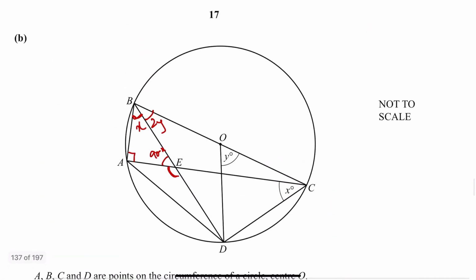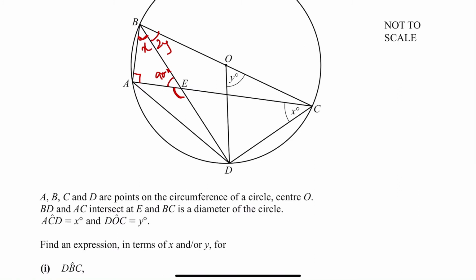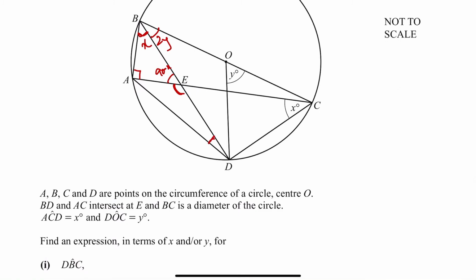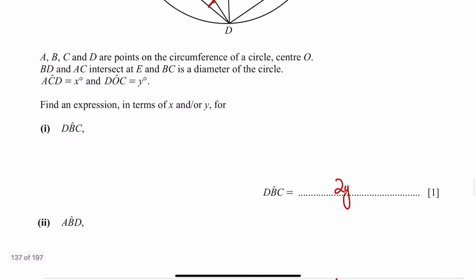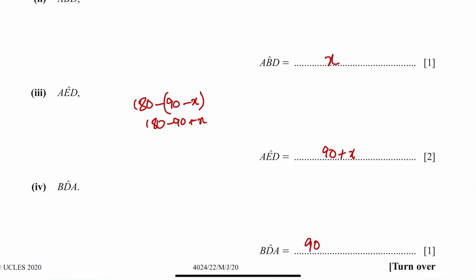Then BDA. I'm looking at this angle now. This angle should technically be equal to that angle. So if this entire thing is x plus 2y, then this should be 90 minus x plus 2y. And if that is 90 minus x plus 2y, then this should also be 90 minus x plus 2y. So I get 90 minus x plus 2y.